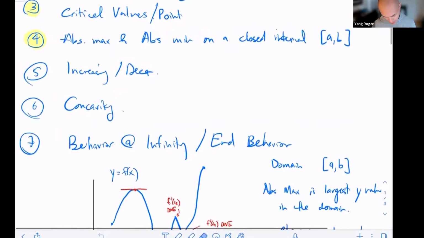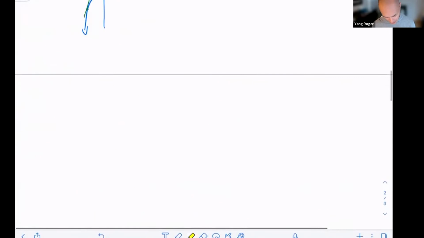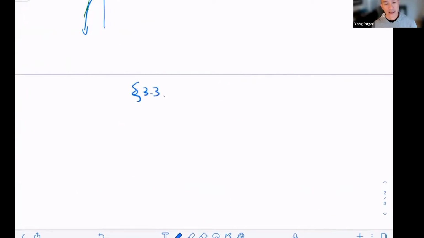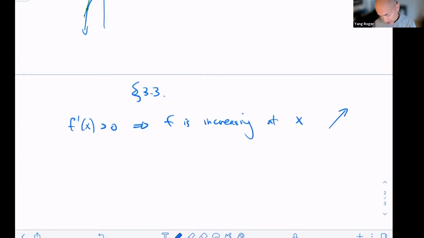So let's talk about increasing, decreasing stuff. So this is now moving on to section 3.3. And I've really been using the words increasing and decreasing for a while now. I've been using the fact that when the derivative is greater than 0, this means f is increasing at x. So usually I'll put a little up arrow up and to the right to show it's increasing.